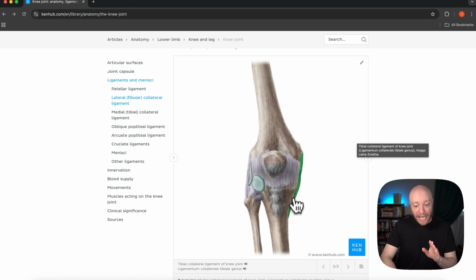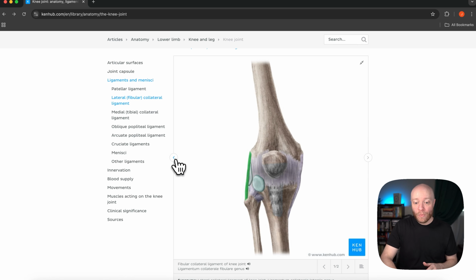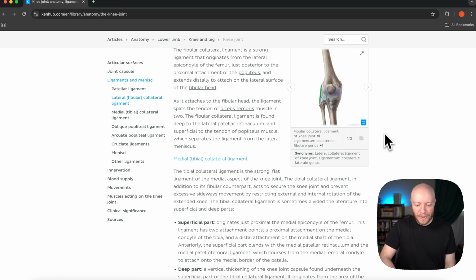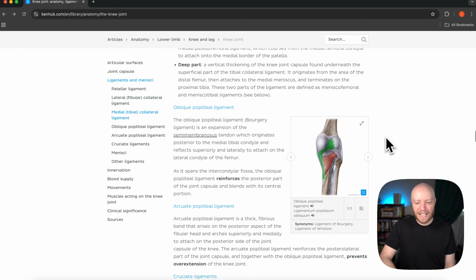So we have the MCL, and then going back, we have the LCL. Both of these are the collateral ligaments. You can think collateral, like collateral damage. That's how I do it in my head. Those are just going to be on the sides of the knee. But like I said, these are not the only ones. So I'm going to make this smaller, and you can see the rest of the text there discussing it.